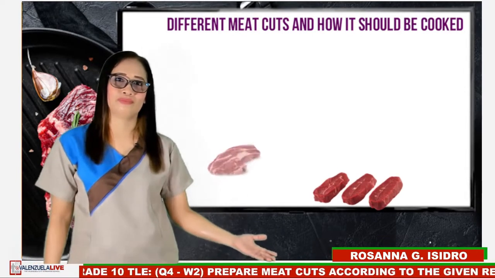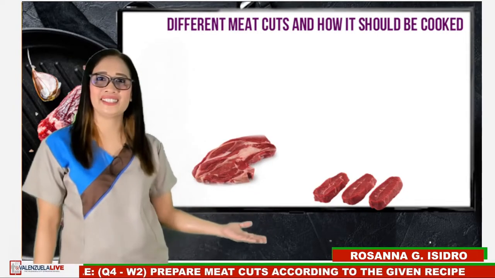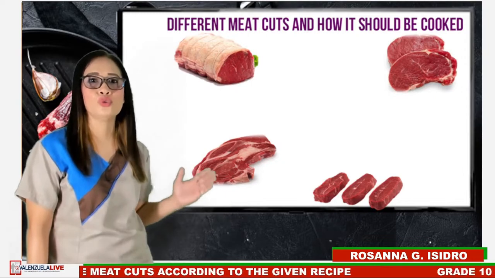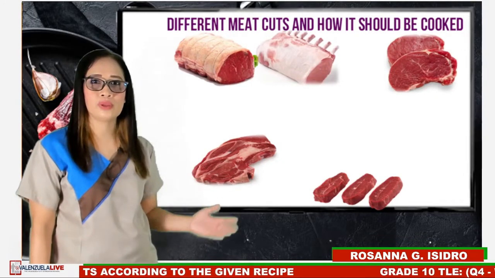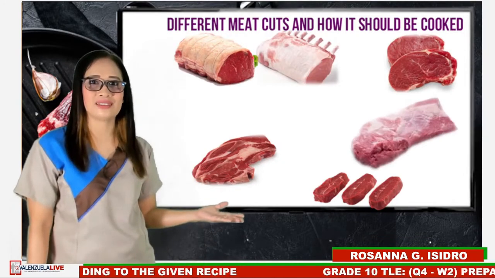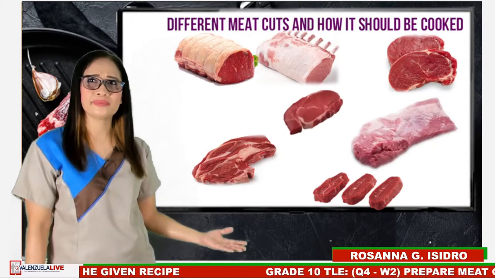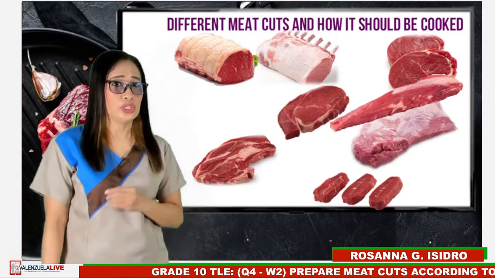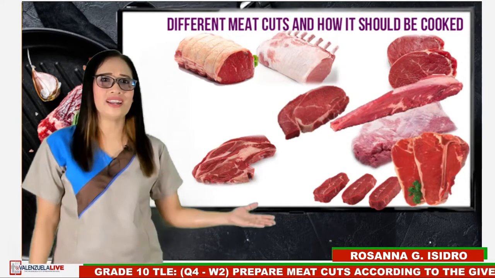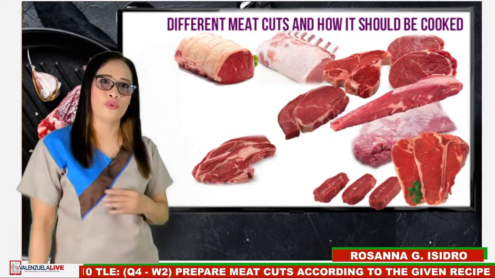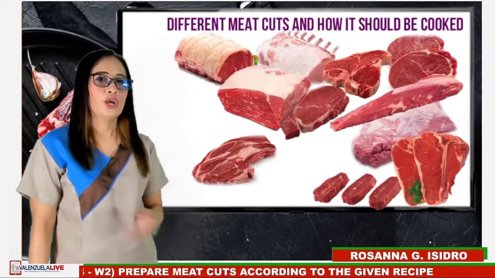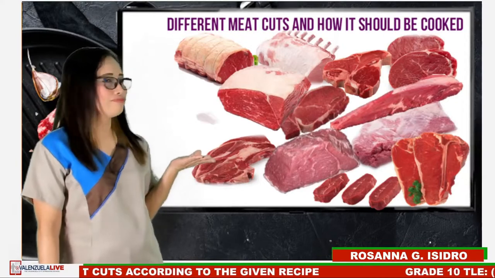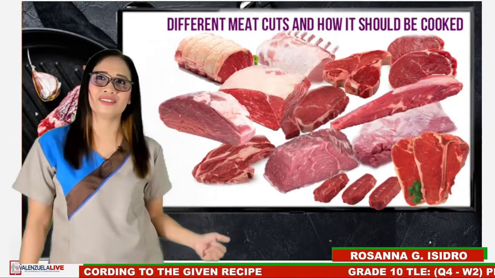Chuck. Scotch fillet. Rolled rib and standing rolled roast. Point and brisket. Sirloin. Fillet. T-bone. Porterhouse. Rump. Silver side. Top side. And knuckle.